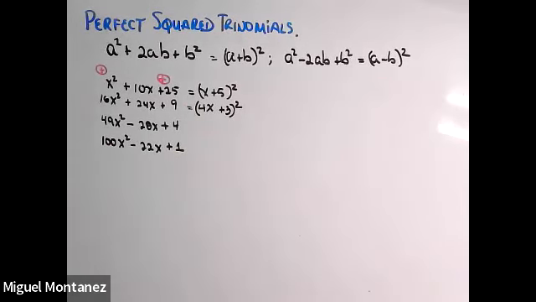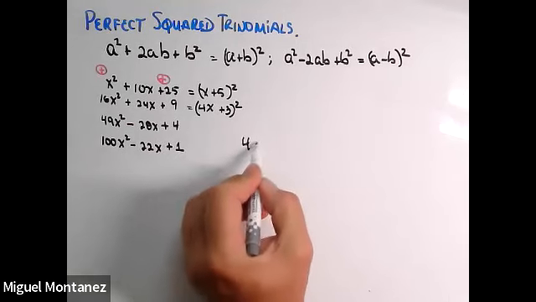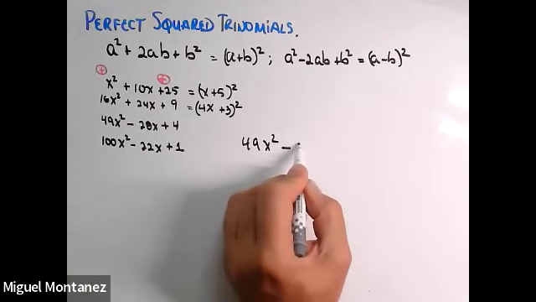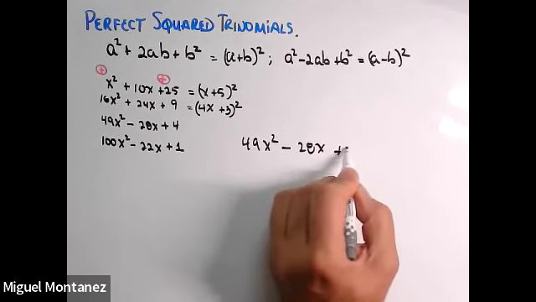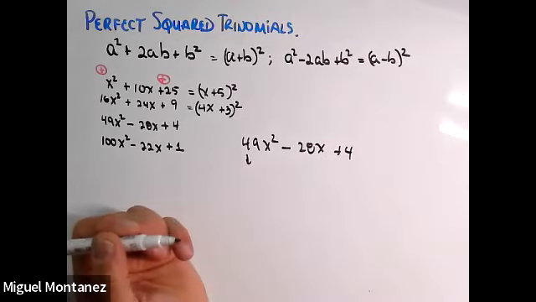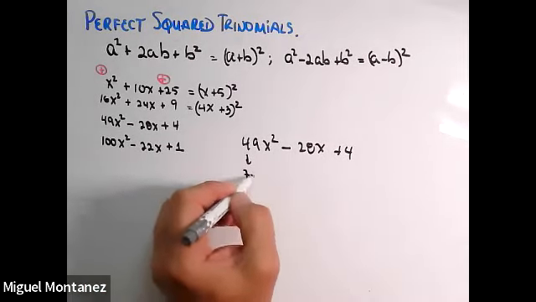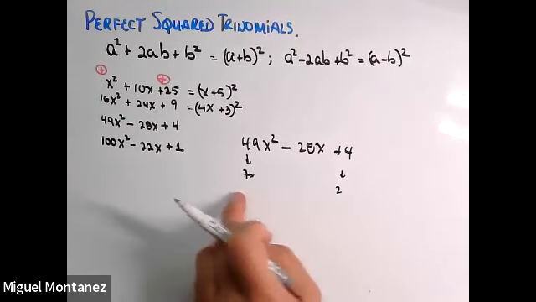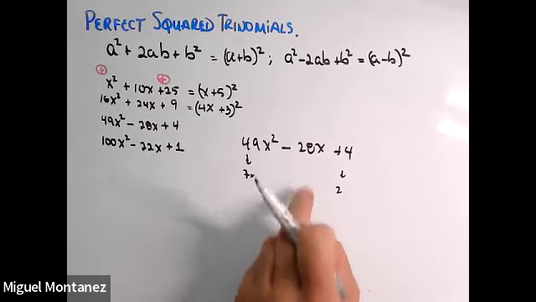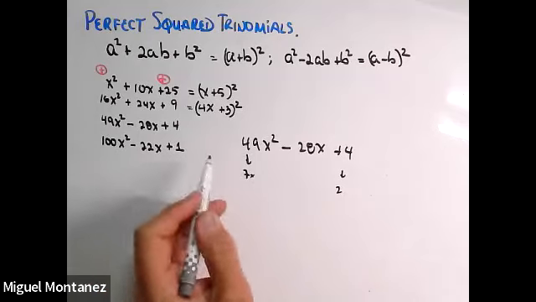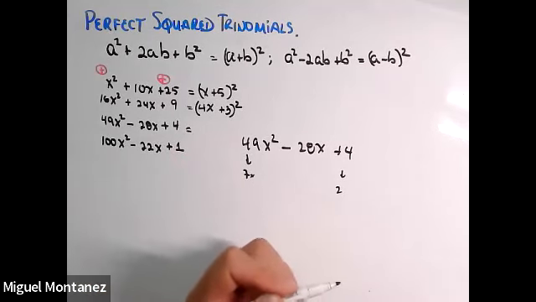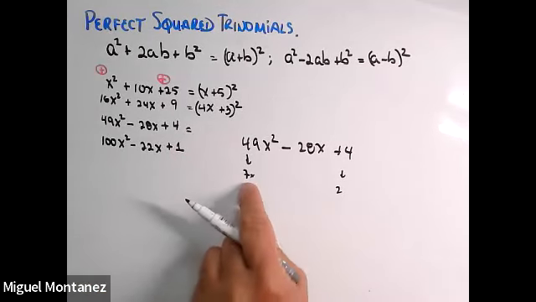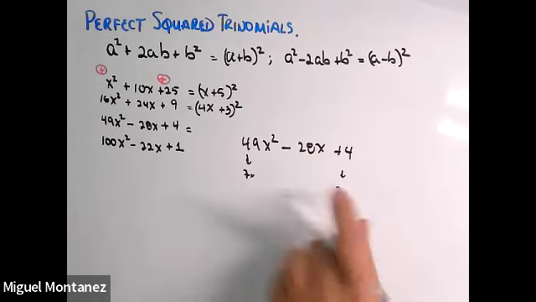Let's explore the third one: 49x squared minus 28x plus 4. Again, the square root of 49 is 7, and the square root of 4 is 2. 7 times 2 is 14. Twice 14 is 28. It passes the test, so this one is a perfect trinomial as well: (7x minus 2) squared.